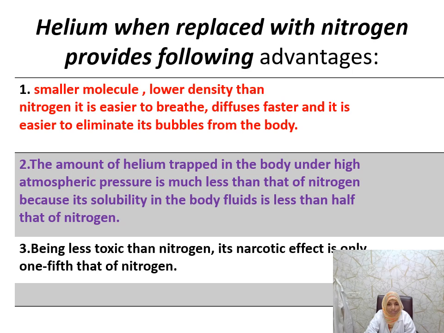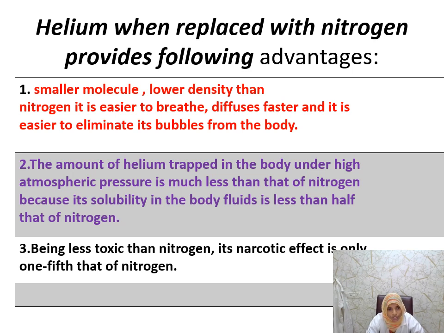And the amount of helium which is trapped in the body under high atmospheric pressure is much less than that of the nitrogen, because its solubility in the body fluid is less than half that of the nitrogen. And helium being less toxic than nitrogen, its narcotic effect is only 1/5 that of the nitrogen. So helium has got three advantages.